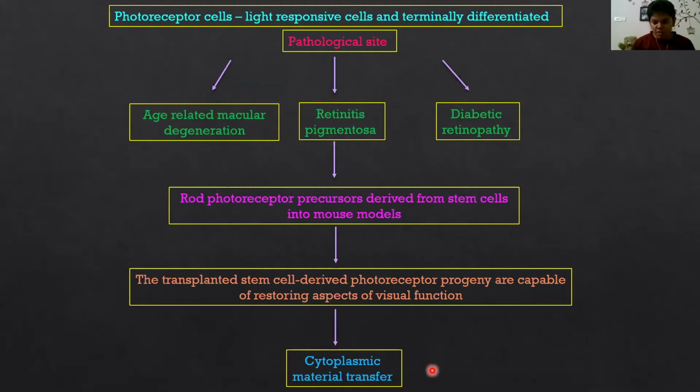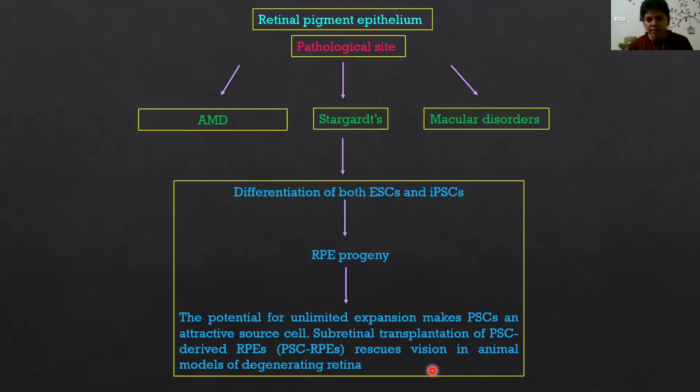And now coming to the retinal pigment epithelium. So again, AMD, Stargardt's, other macular disorders involve the retinal pigment epithelium. Here, people have used both embryonic stem cells and induced pluripotent stem cells, and out of these stem cells they tried differentiating RPE progeny. And the results were actually amazing. They were able to rescue vision in these models.